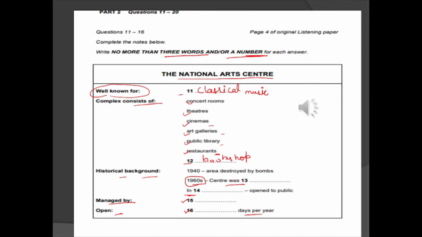So, how did they manage to build such a big arts complex right in the heart of the city? Well, the area was completely destroyed by bombs during the war in 1940. So the opportunity was taken to create a cultural centre that would be what they called the city's gift to the nation. Of course, it took a while for such a big project to get started, but it was planned in the 60s, built in the 70s, and eventually opened to the public in 1983. Ever since then, it has proved to be a great success.